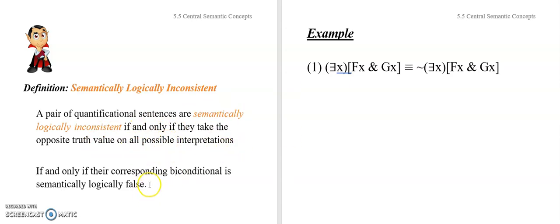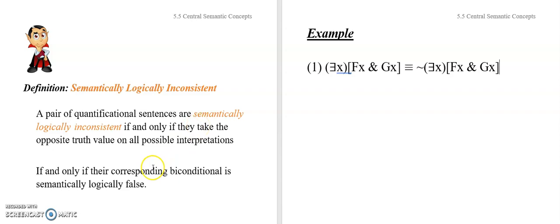But as you know, we cannot prove that a sentence is a contradiction, is semantically logically false, even though we can prove that a sentence is not semantically logically false. So I hope that's all making some sense, okay? But that's the notion of semantic logical inconsistency, which we cannot demonstrate, but we can demonstrate semantic logical consistency.